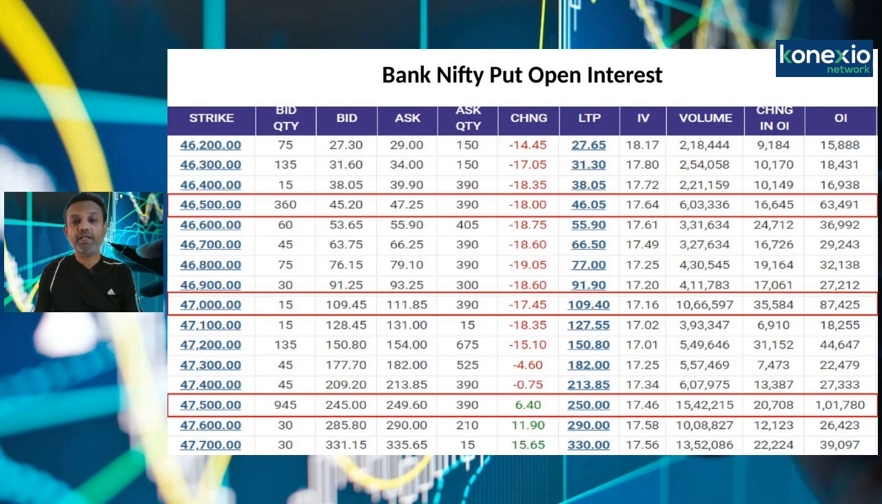So looking at this particular data, we feel that a cool off cannot be ruled out till 47,400 on the downside, and that should be used as a buying opportunity. So overall, the charts and derivative data are suggesting that the primary trend is positive, but a cool off cannot be ruled out, but that should be used as a buying opportunity.